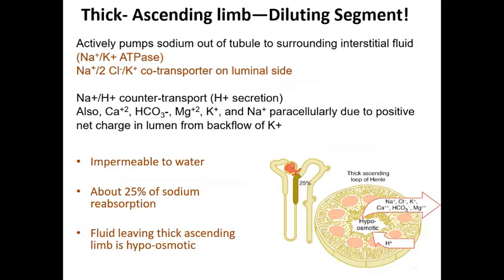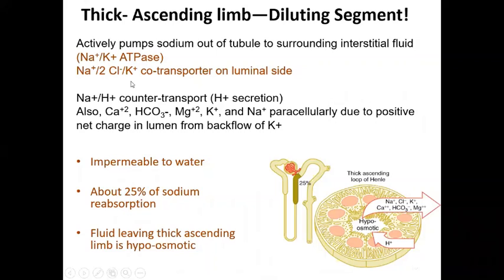So you can see that on the other side, there are active pumps that are pumping sodium and chloride from the lumen into the interstitium, or from the lumen into the medulla of the kidneys. It actively pumps sodium out of the tubule to the surrounding interstitial fluid. So you have the sodium-potassium ATPase pump. On top of that, you have the sodium-2-chloride-potassium co-transporter on the luminal side. On the apical side of the cells, you have the sodium-2-chloride-potassium co-transporter, meaning that these proteins are internalizing 1 sodium, 2 chloride, and 1 potassium at the same time. So these electrolytes are being reabsorbed. The cells are reabsorbing sodium, chloride, and potassium at the same time.